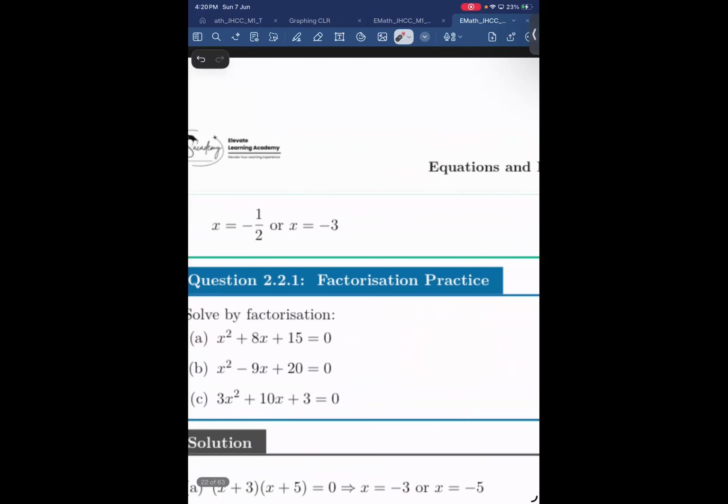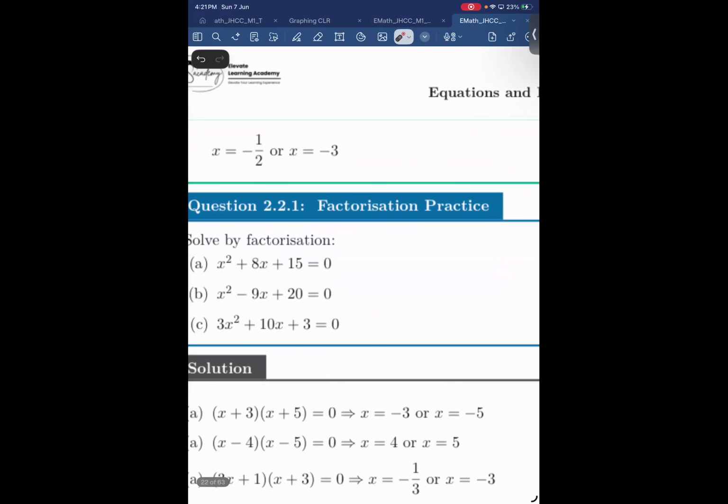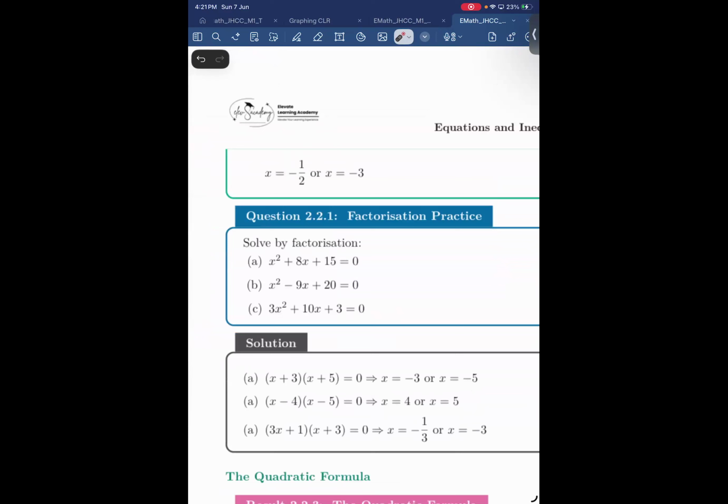Then for part C, this one is 3x squared plus 3. Here is plus 3 and plus 1, giving plus 9x plus x. So 3x plus 1, x plus 3. Then it will be minus 1/3 or minus 3. Any questions? This one is still very straightforward.